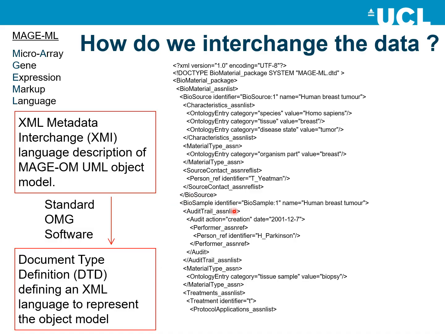The biosample is human breast tumour, and it's got an audit trail. So it was created in 2001 by Helen Parkinson, who's an annotator that works at the EBI, and it's got material type, tissue sample. So it's a tissue sample which is a biopsy. This just carries on. It gives a full description of the biomaterial that was used in a particular experiment.